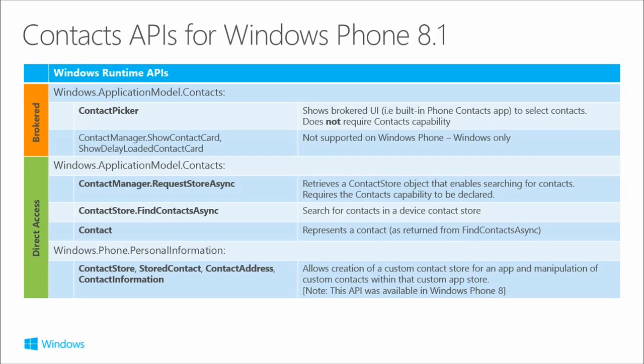Underneath that, the direct access ones, where you can request a store with RequestStoreAsync, and that gives you programmatic access to then FindContactsAsync through that store object. And then, you're doing a search that will return one or more contact objects that you can then get the information out of.